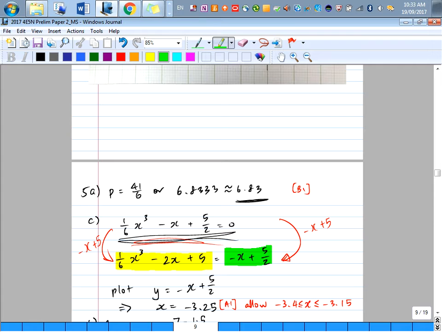Oh, sorry, yeah. Thank you. This should have been plus 2.5. Over here, plus 2.5. Okay, that is how I get negative x plus 2.5. So what do I need to plot? It will be the green color part.